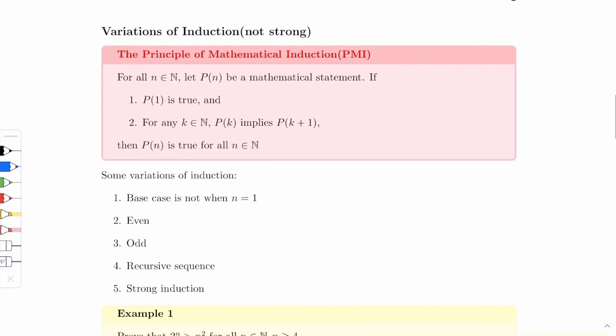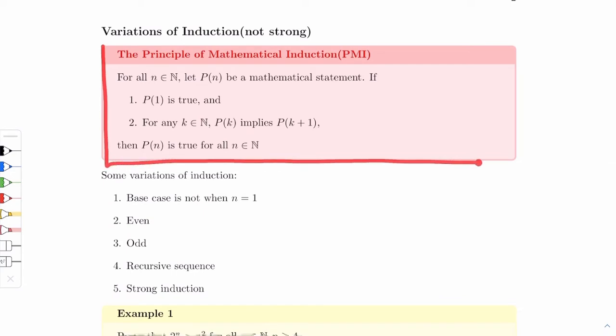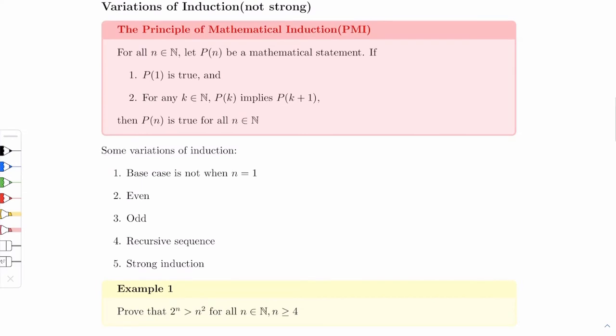So again, let's recap the principle of mathematical induction. We talked about it already in last tutorial, so I'm not gonna spend any time on this principle anymore. So if you need a review, go back to the last tutorial. Now I want to talk about some variations of induction. So a few variations you'll see in 102.